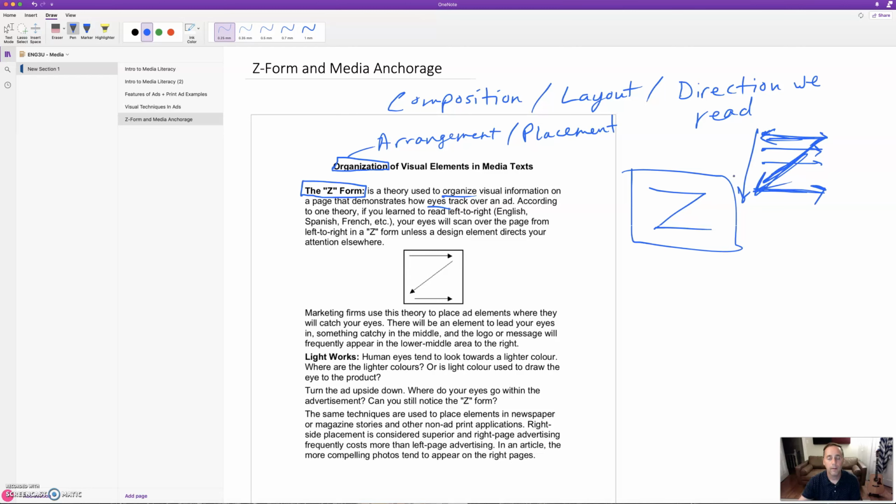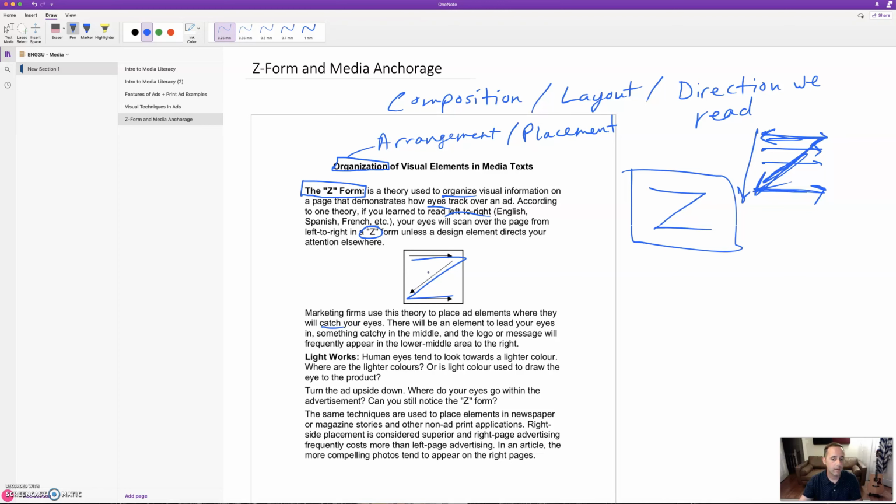right? Like that. So according to one theory, if you learn to read left to right, English, Spanish, French, your eyes will scan over the page from left to right in a Z form, unless a design element directs your attention elsewhere. So we're just trained that this is the fastest way for us to scan to get information that we're looking for from something that we know is visually arranged. Okay? Not sure how that works in other cultures, but marketing firms use this theory to place the elements where they will catch your eyes.